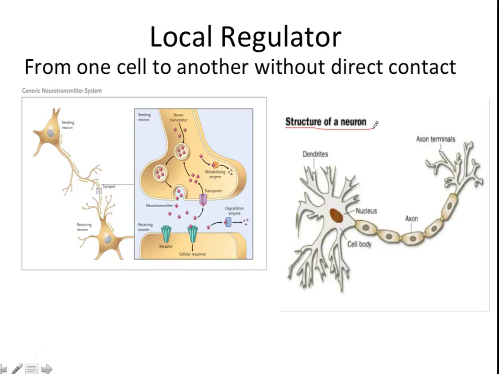Neurons talk to each other, but like I said, they don't actually touch each other. They communicate via these things called neurotransmitters, which are tiny chemicals that move from one neuron to the next. Neurons come in contact at this little spot right here called a synapse, and this is a zoomed in version of a synapse.